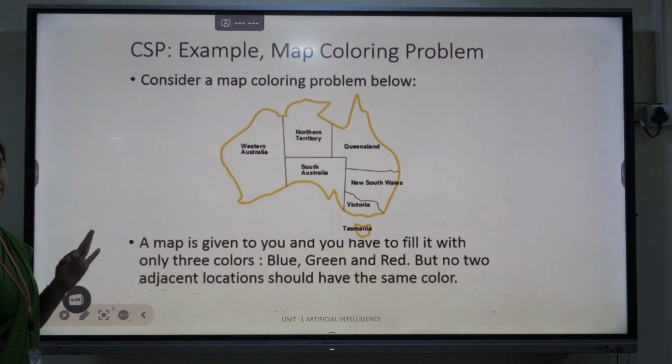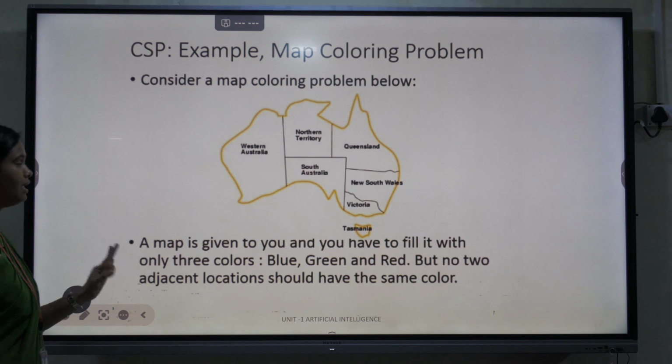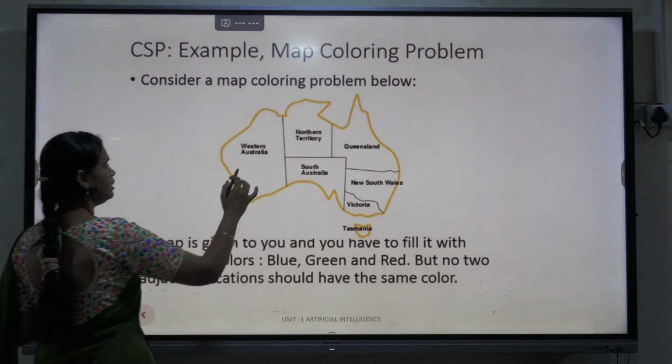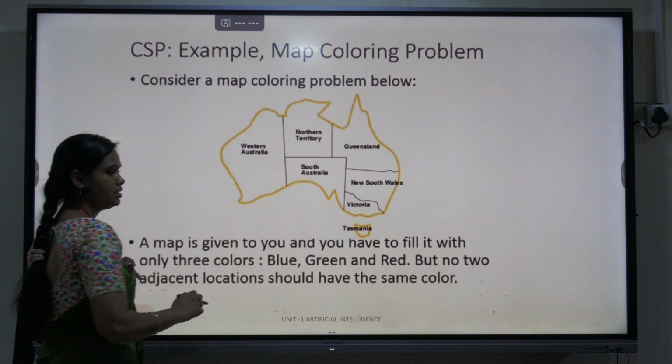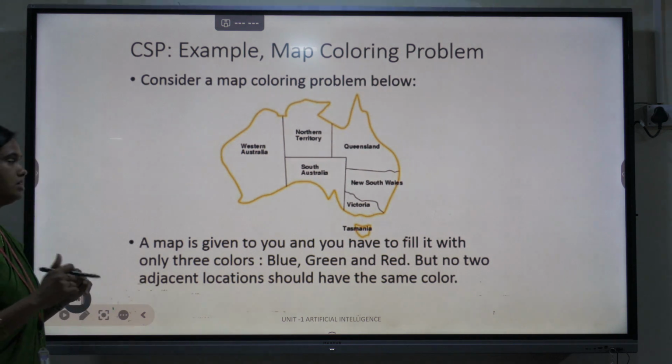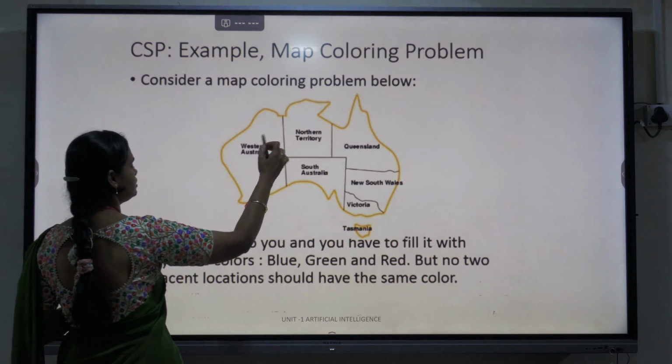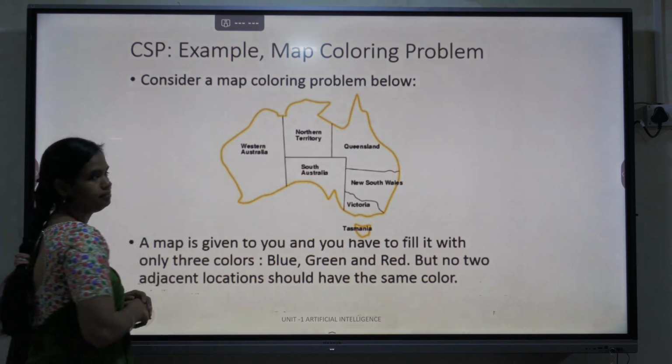So there are 3 colors, which are called domain values. You have to fill the given map with the colors. Now what is the constraint? The constraint is that no 2 adjacent regions should have the same color.